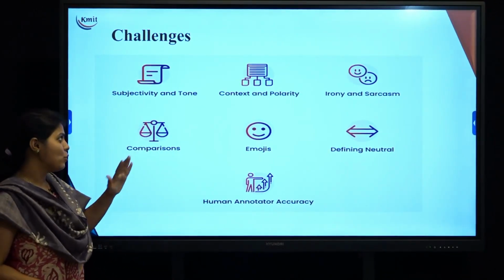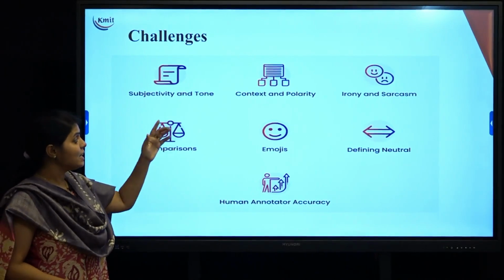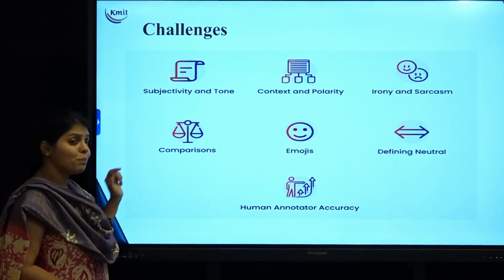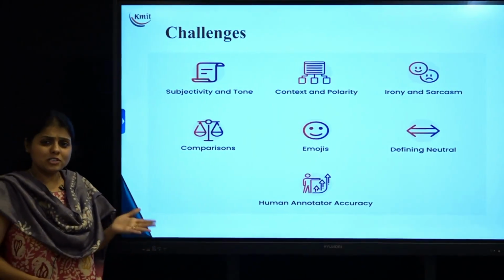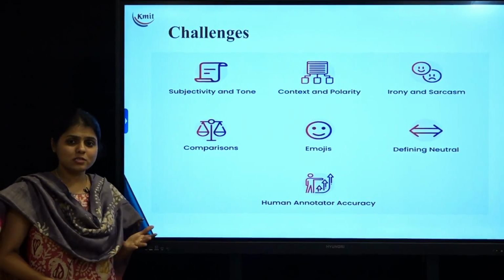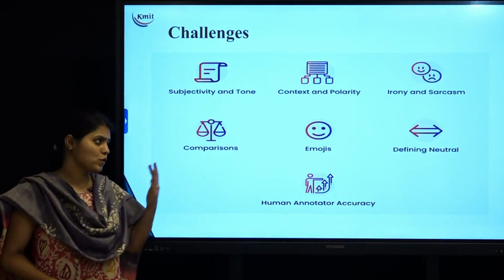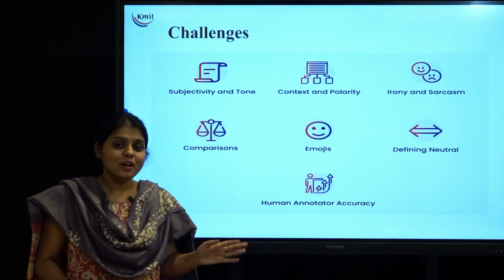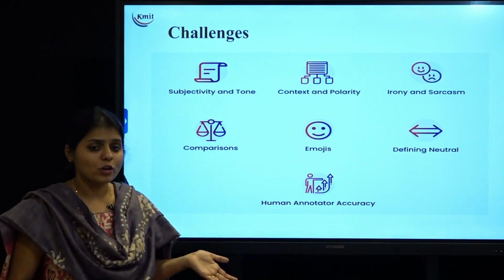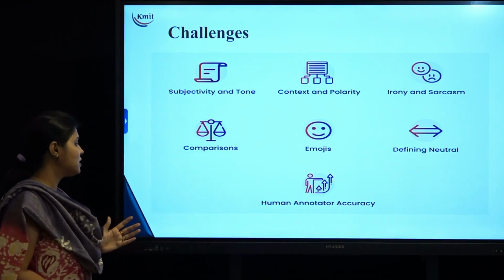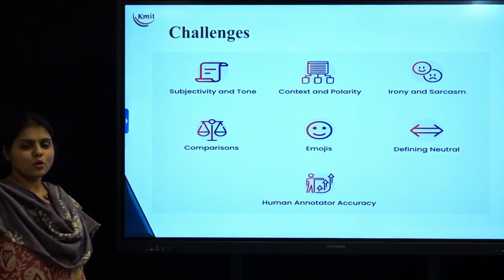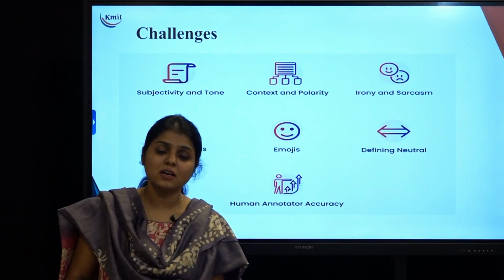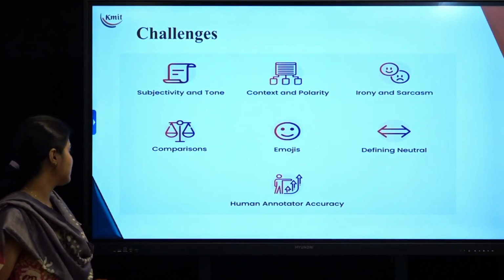Irony and sarcasm also cannot be identified in a text. Comparisons of various things can also not be understood. Emojis are not in the form of text, so they will not be identified. Defining neutrality, for example, "I am just okay." All these kinds of statements will be difficult for a computer to process. So that is another challenging task. Human annotator accuracy. Okay, so these are the different challenges that we come across when we process human language text data using our NLP models.